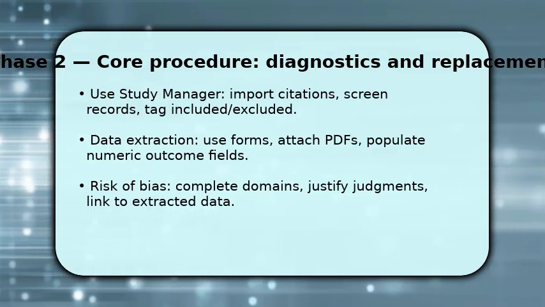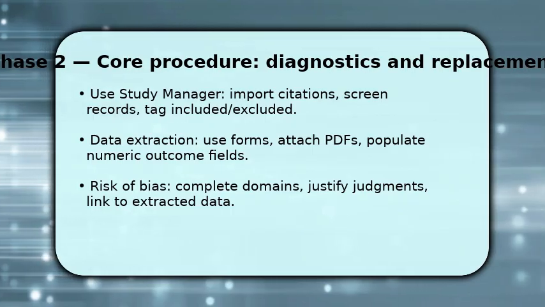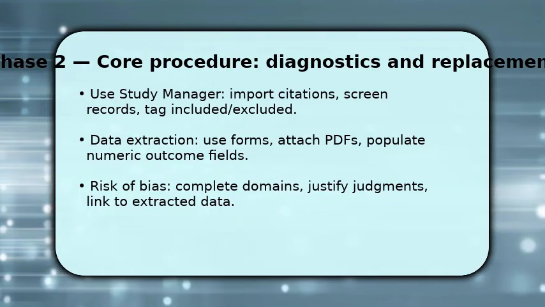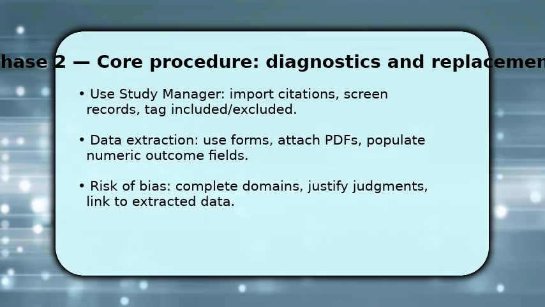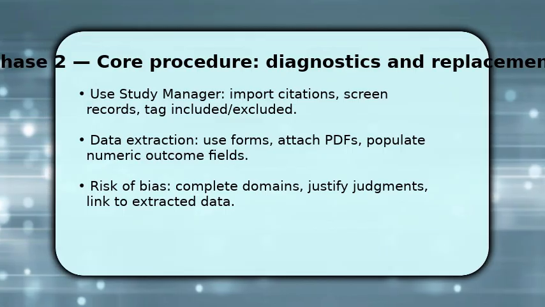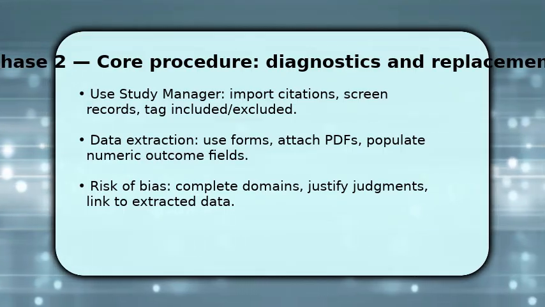Next, open the study record to extract data, fill structured forms, attach source PDFs, and enter numeric results with units and sample sizes to ensure meta-analysis readiness. Once extraction is complete, assess risk of bias per domain, write brief justifications, and link bias items to the corresponding outcomes so your analyses reflect study quality.